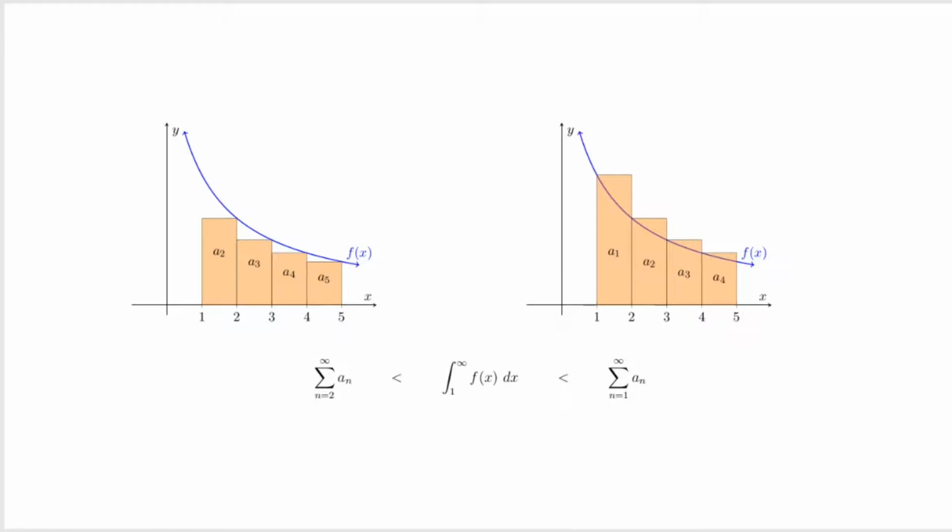So if the improper integral diverges, so does the series diverge. On the other hand, suppose the improper integral converges to some number. Well, the sum n equals 2 to infinity of a sub n has to then be smaller than that finite number, so it must converge. And if it converges, then so does the sum n equals 1 to infinity of a sub n. And that's the proof of the integral test.